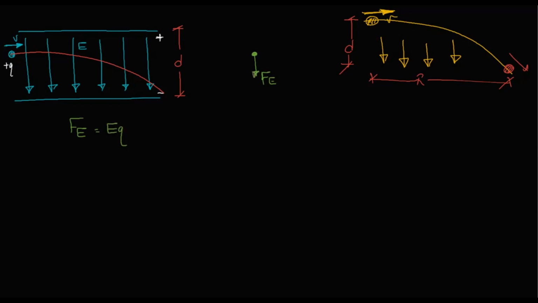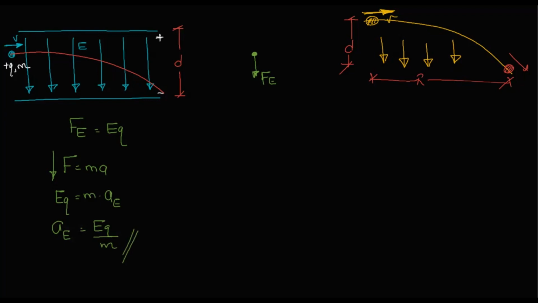So if that is EQ, then I can apply F equals ma and find the acceleration in the downwards direction. The only force that I have is the force due to the electric field, EQ, and if I say the mass is m, then the acceleration due to the electric field in the downwards direction is EQ over m.